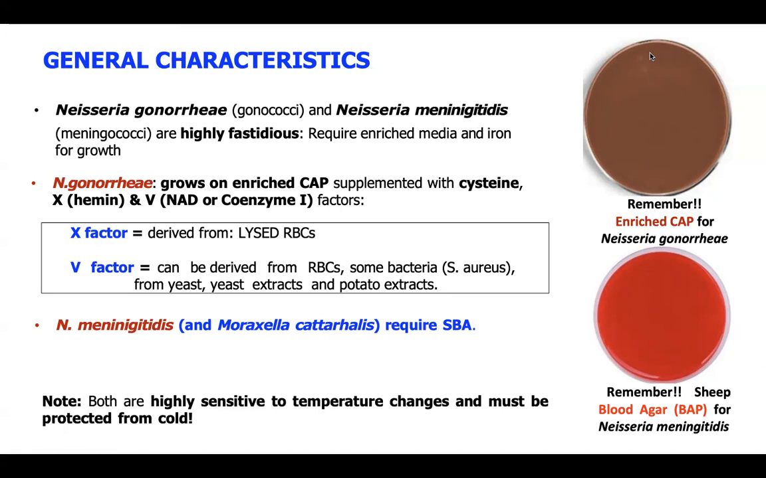Bacteria can also provide it, such as Staphylococcus aureus. It could provide V factor. So we can grow them together, so Neisseria can benefit from the V factor released by S. aureus. Okay? Now, yeast and yeast extracts as well as potato extracts are also really good sources of your V factor. Neisseria meningitidis does well on sheep's blood agar. Okay? Gonorrhea does not grow on sheep's blood agar. Okay? Its type is the chocolate agar plate. Okay? While Neisseria meningitidis, SBA is for it.